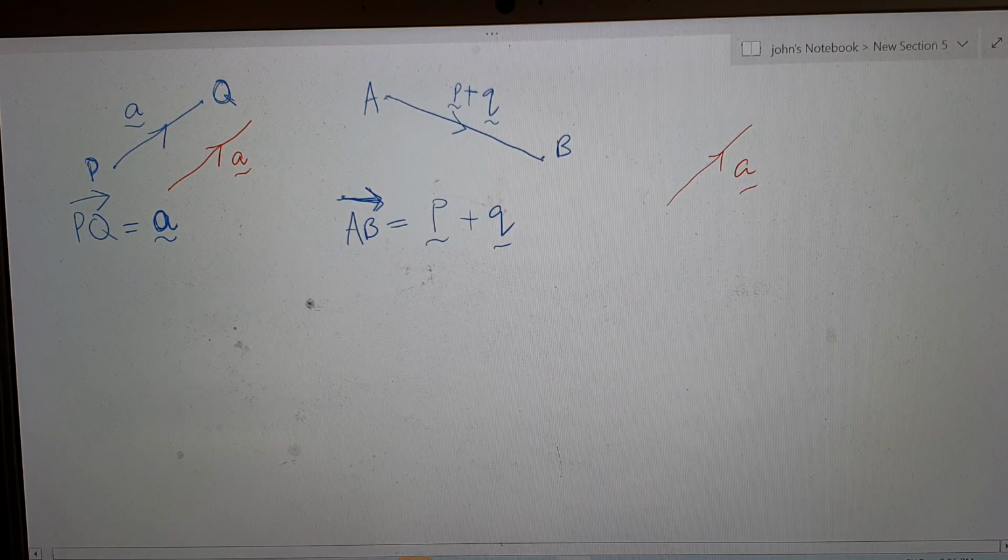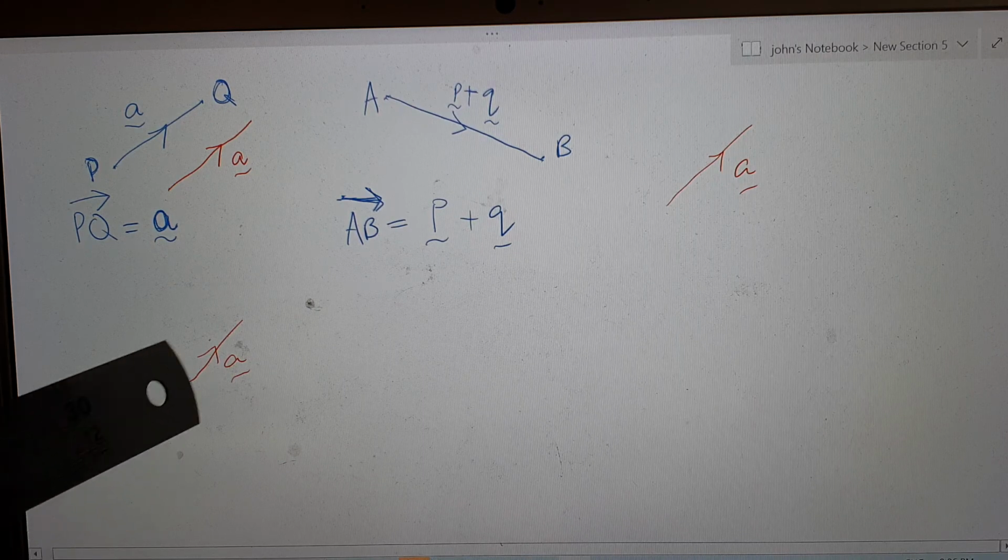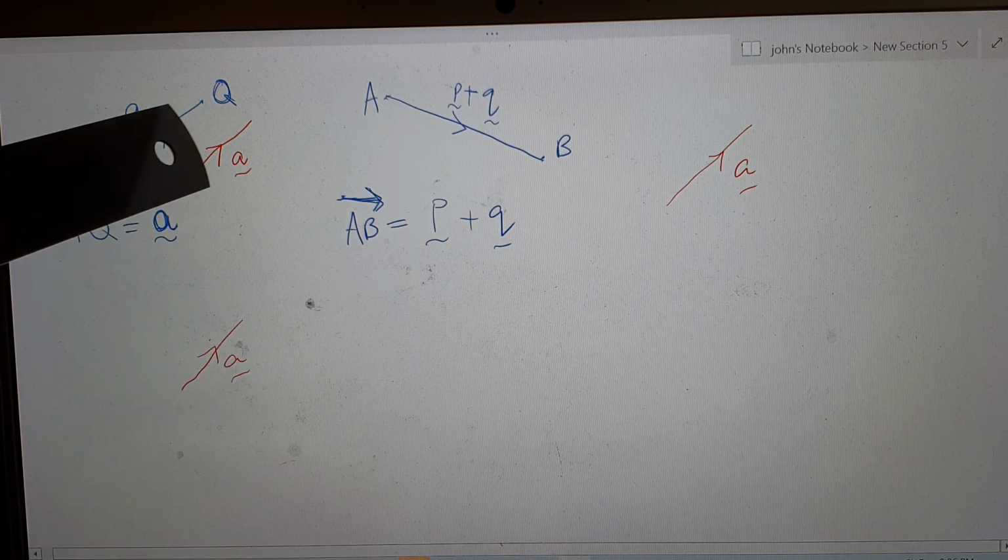Okay, so that's the whole idea about vector. Same direction, same length, the vector is the same. But of course, you cannot say that this is point P, this is point Q, because point P is here, point Q is here.